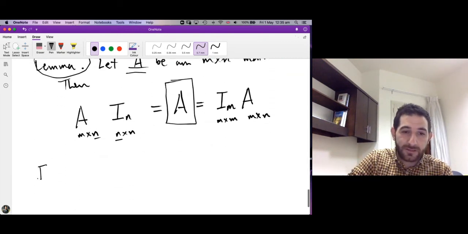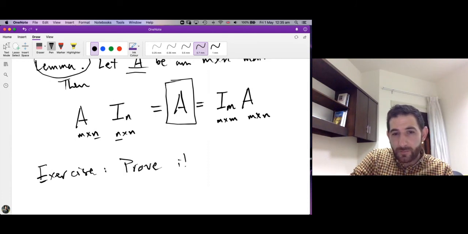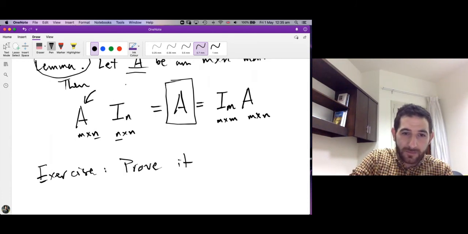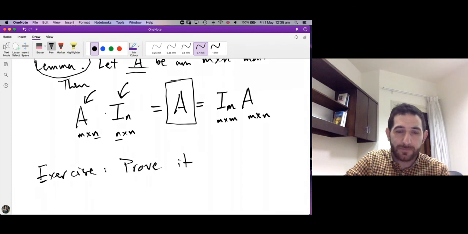So exercise, prove it. Okay, prove what? Prove that if you multiply any matrix by the identity matrix, you get the same matrix. And here you need to use the definition of multiplication.